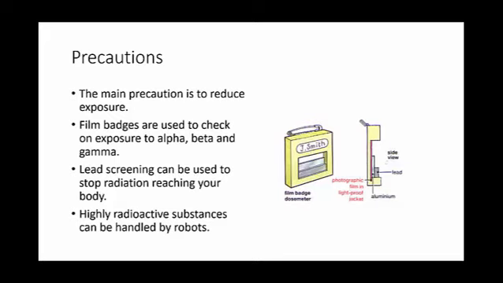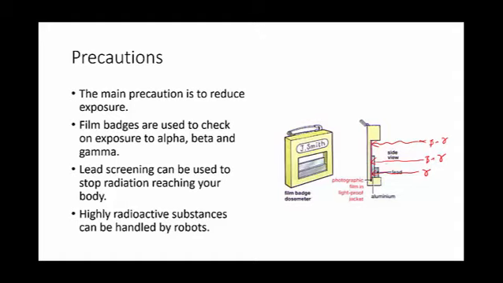And you can see a diagram there of a film badge, and there are various different levels in front of the film. So in the thinnest bit, all of alpha, beta, and gamma can get through to the film and be detected. In the next section along, alpha is stopped, but beta and gamma can still get through. And then in the final section, only the gamma can get through, and that enables us to see how much of each type of radiation you're exposed to.